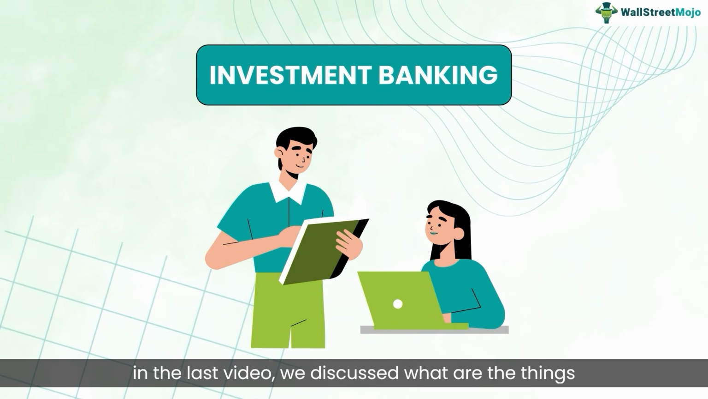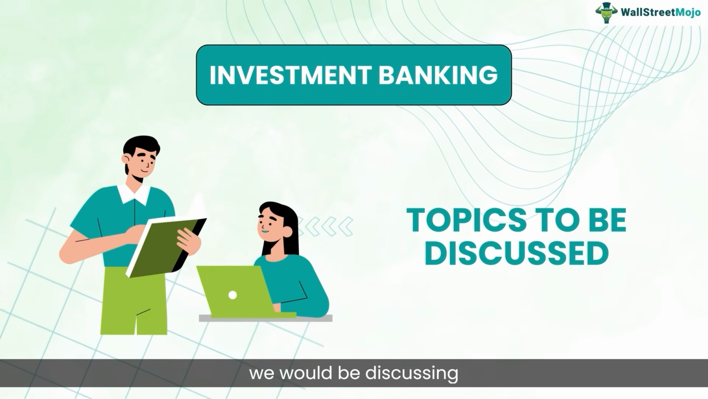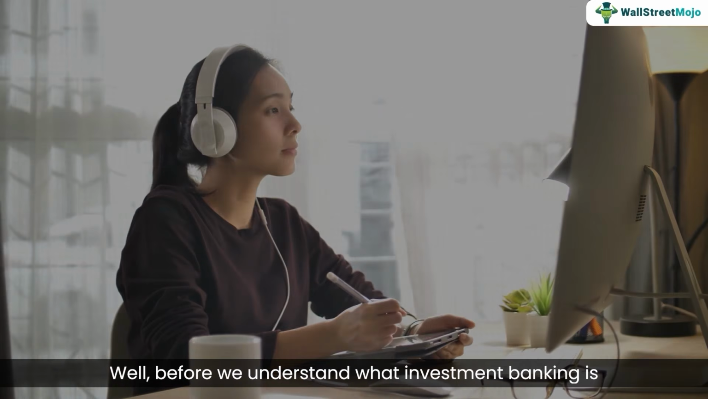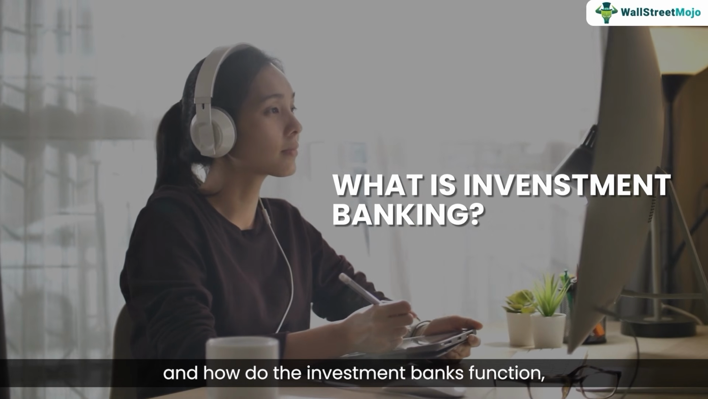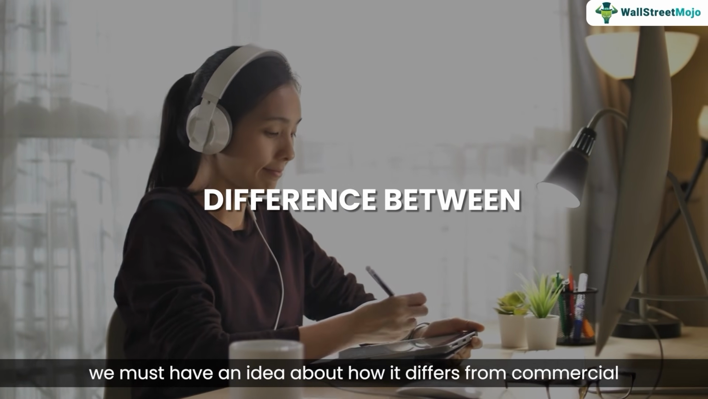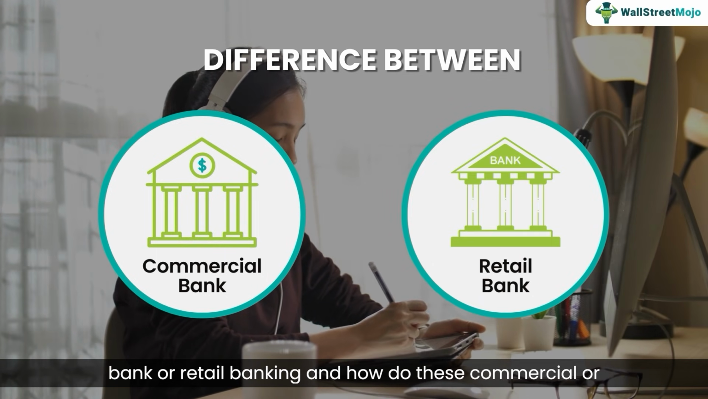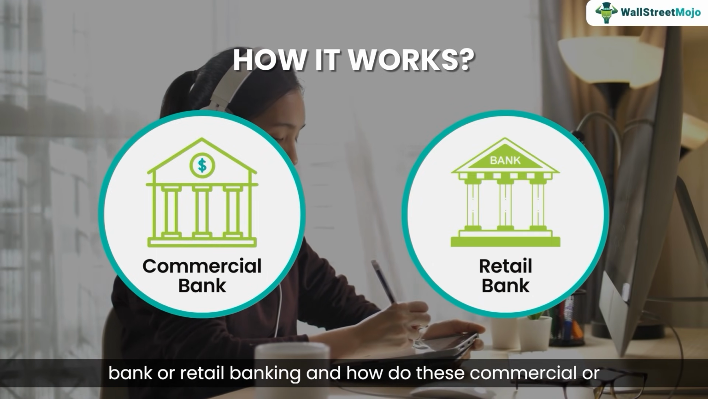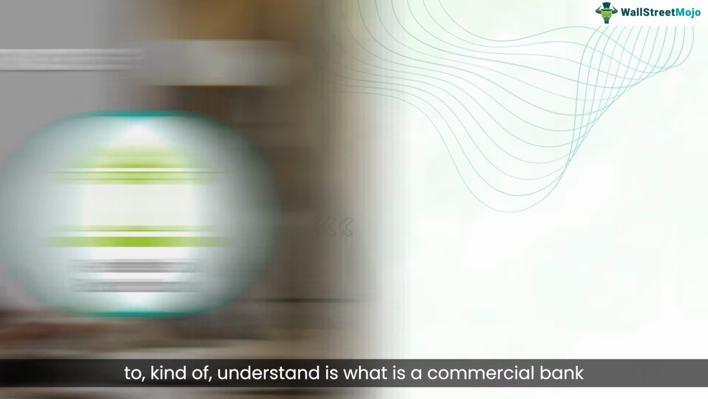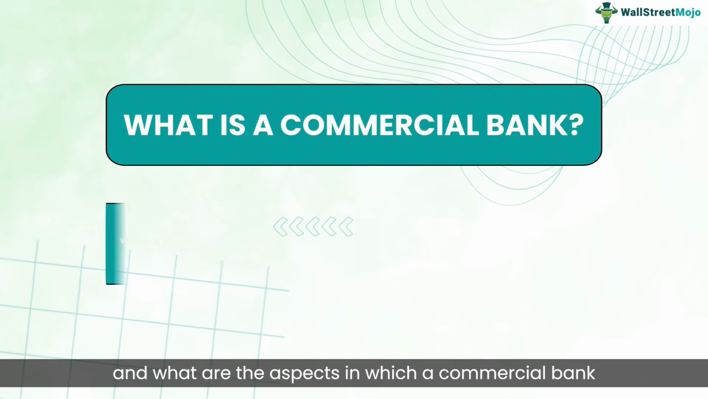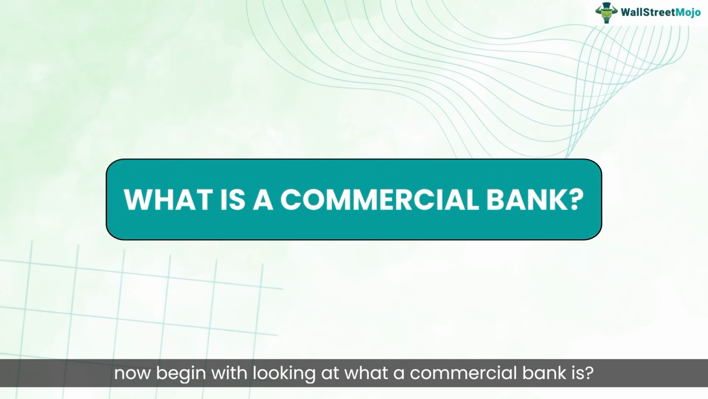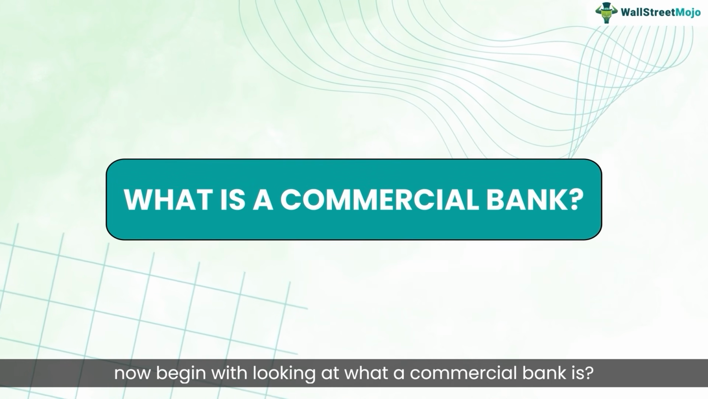In the last video, we discussed the things we would be covering as we go through this program in detail. But before we understand what investment banking is and how investment banks function, we must have an idea of how it differs from a commercial bank or a retail bank, and how these commercial or retail banks work. The first thing we need to understand is what a commercial bank is and which aspects of it differ from the investment bank. Let's now begin with looking at what the commercial bank is.